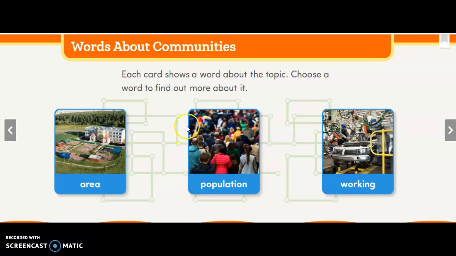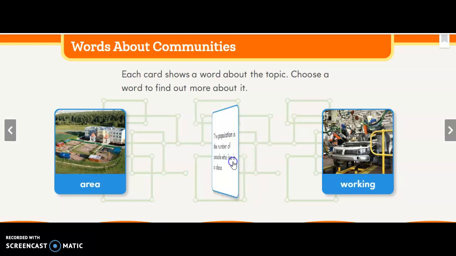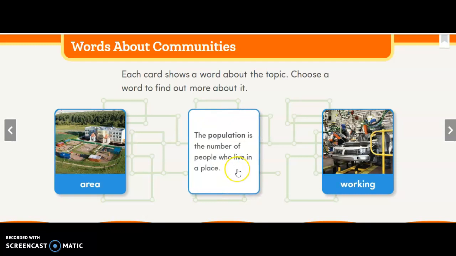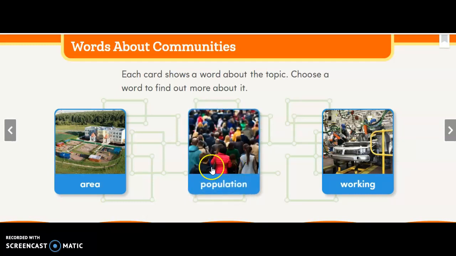The next word that we're going to be working on is the word population. Say the word population. Population. I love this picture because I see a lot of people. And when I think of the word population, I think of a lot of people. But a population is the number of people who live in a place. So population doesn't necessarily have to mean a lot of people. But that's what I think of when I think of the word population. Some cities and towns can have small populations, so that's not as many people living in the area.